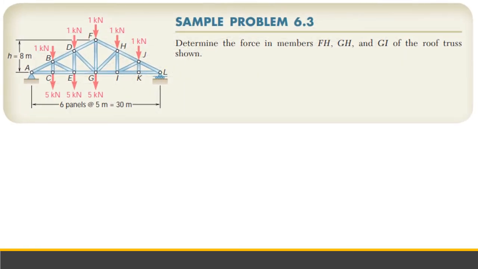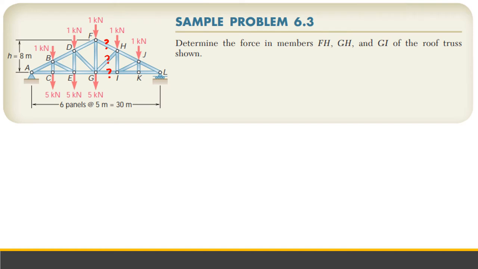Sample problem 6.3. Determine the force in members FH, GH, and GI. So this is FH, GH, and GI. Meaning, we will make only one cut, but we will solve for three forces. So we find FH, GH, and GI.